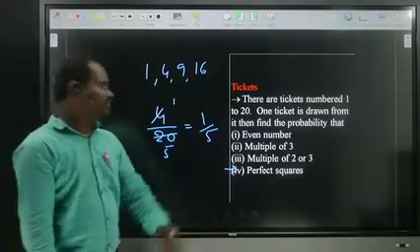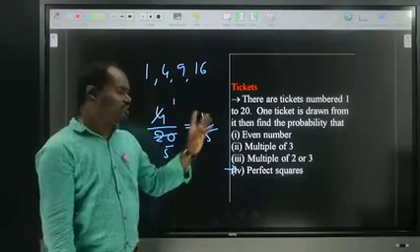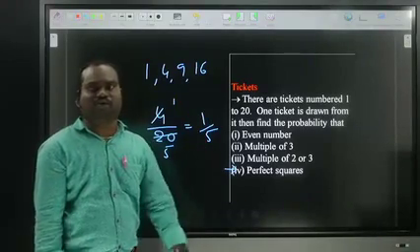Whenever it is tickets based, we can move on in this way. In the morning we saw coins based and dice based. Now I have shown tickets based, and how to approach tickets based questions.